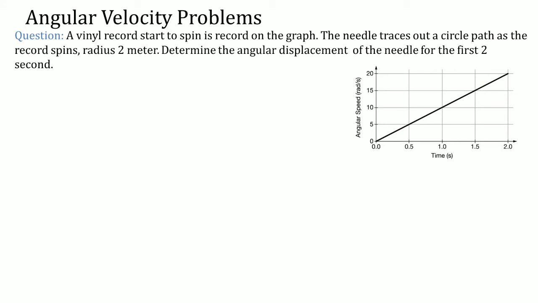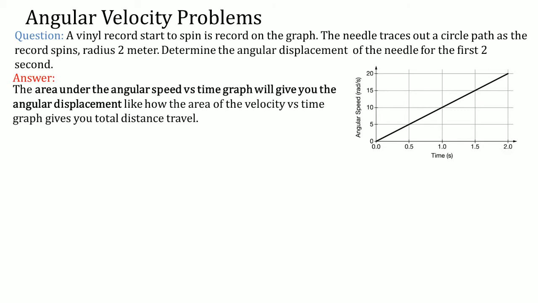We're going to look at a problem here for the angular velocity. A vinyl record, like our last problem, is recorded on a graph. The needle traces out a circular path as the record spins with a radius of 2 meters. You're going to determine the angular displacement of the needle for the first 2 seconds.